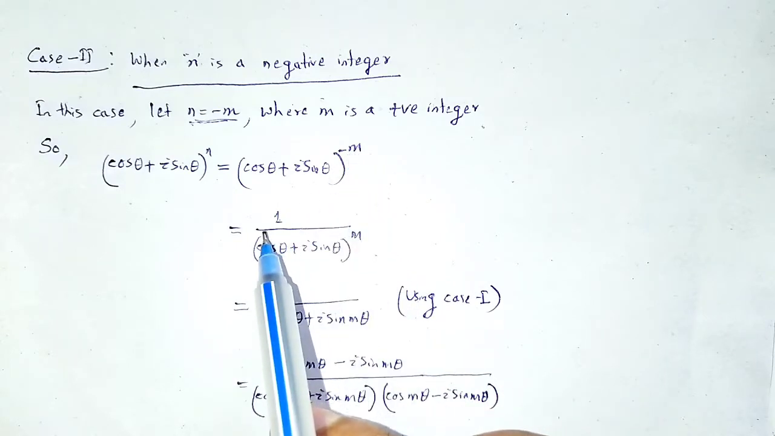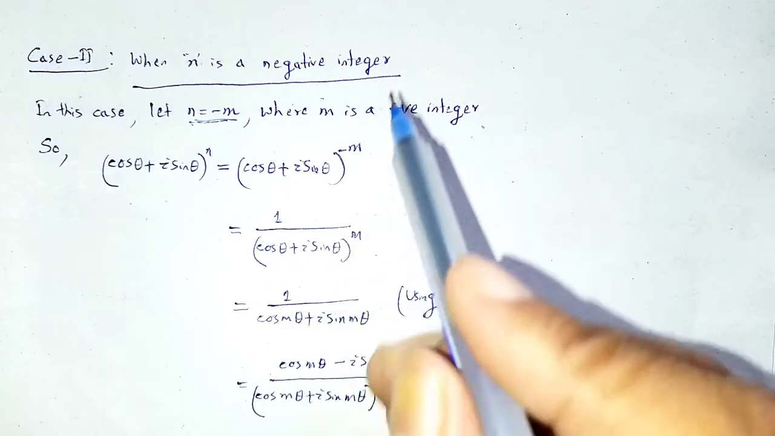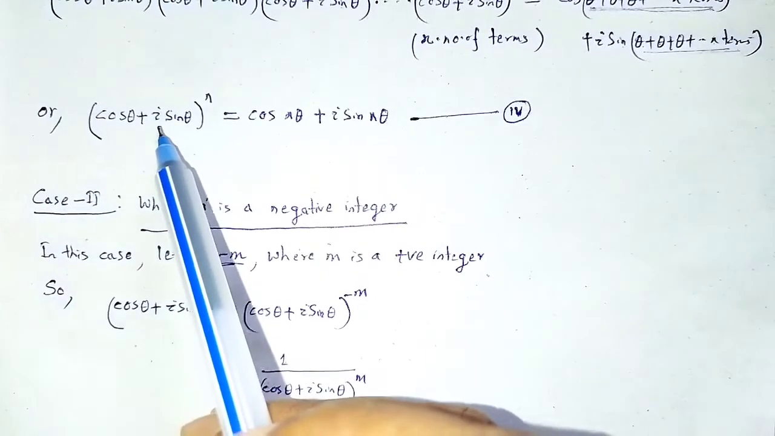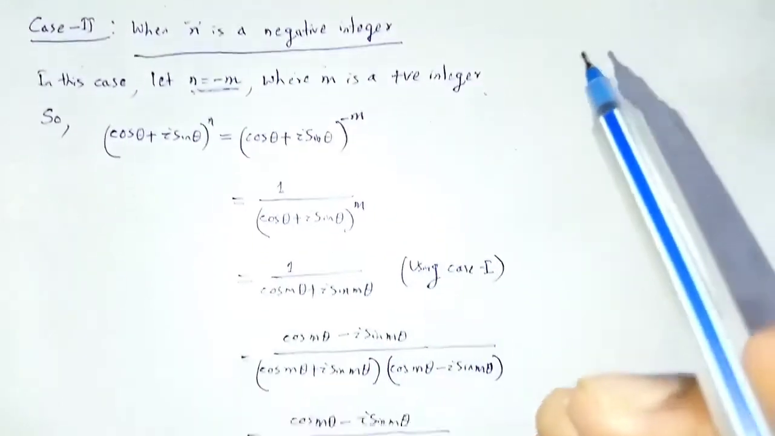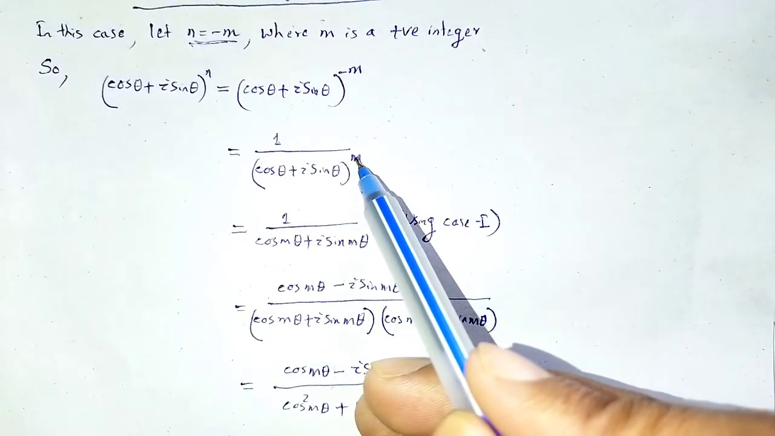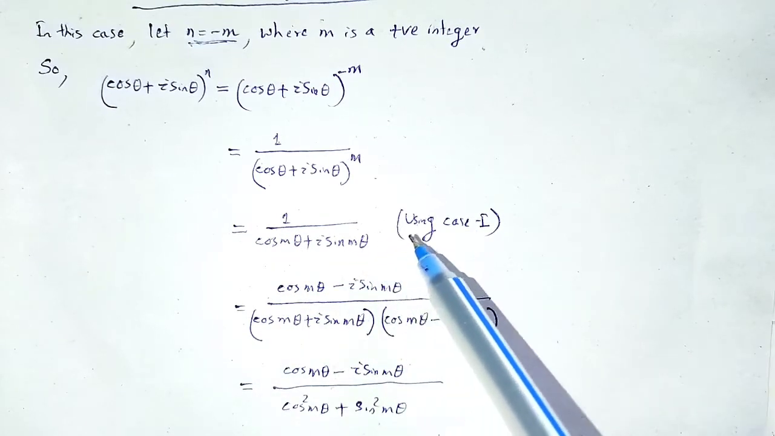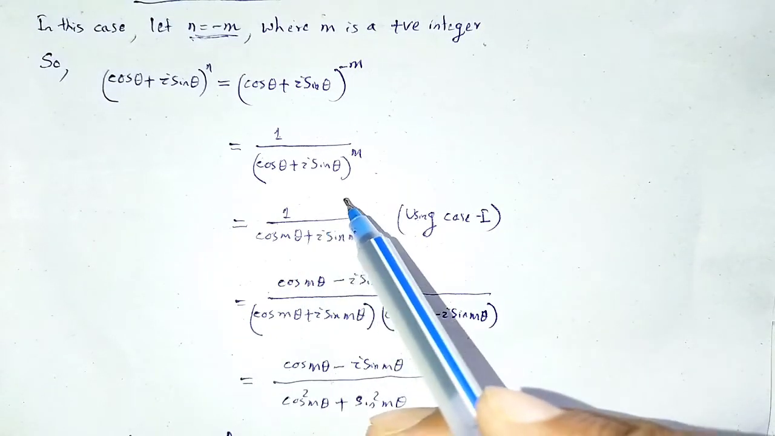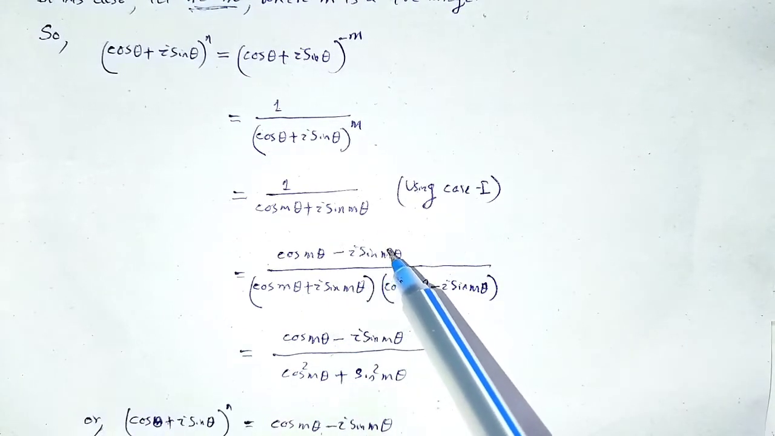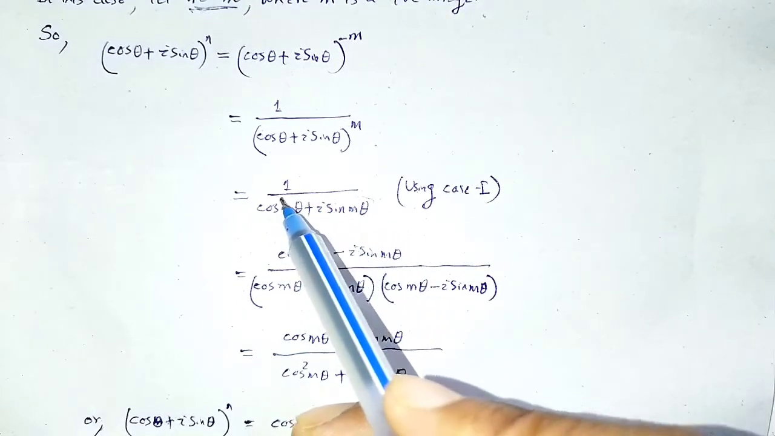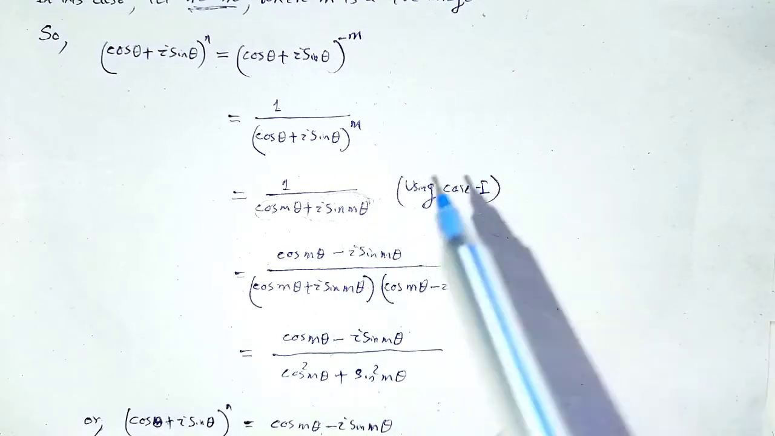So it can be written as 1 divided by (cos theta plus i sin theta) to the power m. Now we can expand it by using case number 1: (cos theta plus i sin theta) to the power n is equal to cos n theta plus i sin n theta, that n is multiplied to the angle. Here, with the same concept, m is multiplied to the angle. So we have 1 divided by (cos m theta plus i sin m theta). Now we multiply by cos m theta minus i sin m theta, its conjugate, in both numerator and denominator.